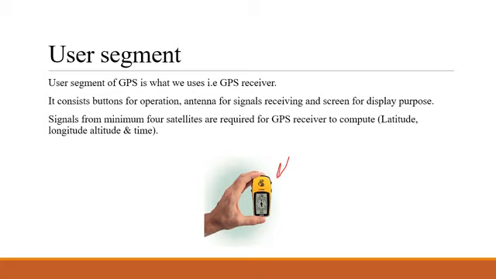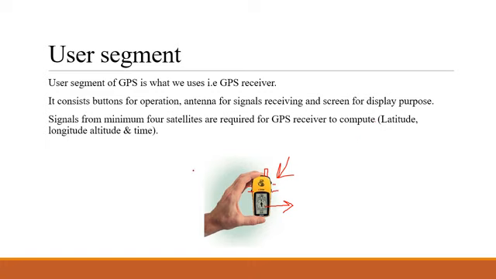This one is a general GPS. It consists of buttons, like these buttons given here, button 1, 2, 3. That might be an on/off button, and it might be a back button. It is for menu, and different buttons it might be. There is an antenna for signal receiving, but here we do not see any antenna. And a screen for display purposes. This is a screen for display purposes. Signals from a minimum of 4 satellites are required for a GPS receiver to compute.